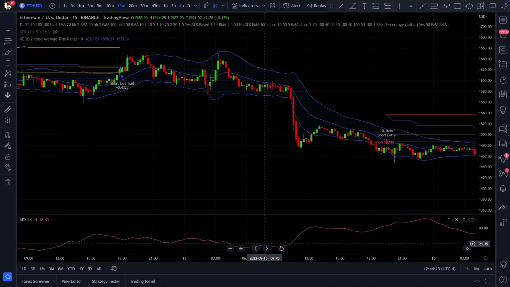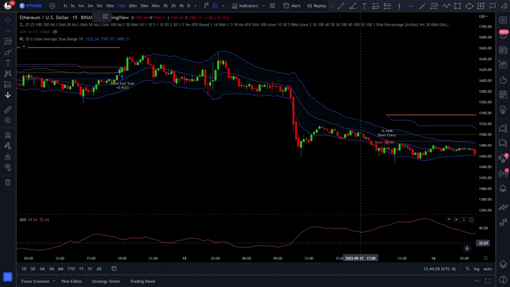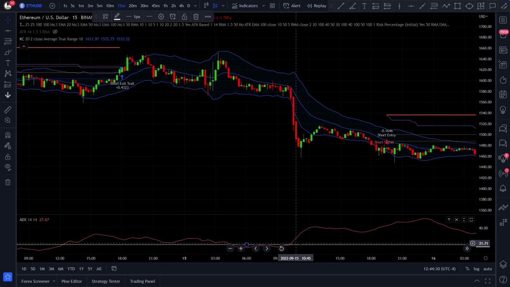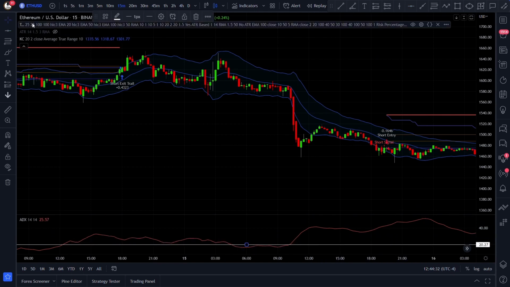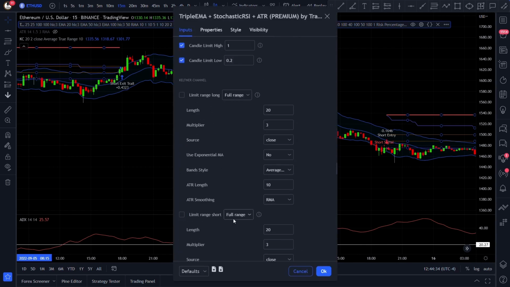A common way of using this indicator is to only enter trades when the ADX value is above the 20 level. In our script, you can set the low limit and the high limit also. Let's see.